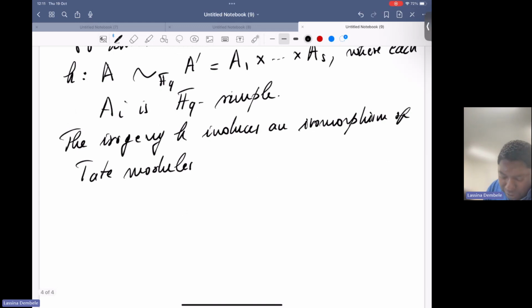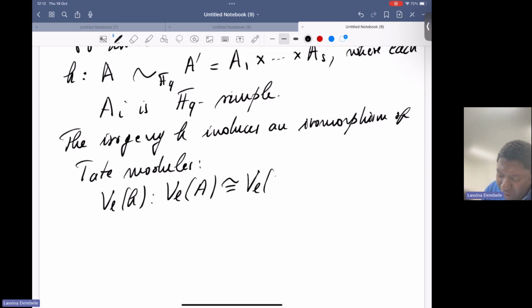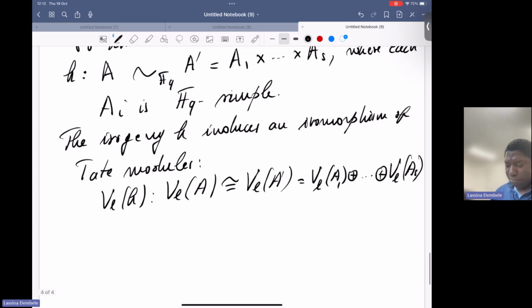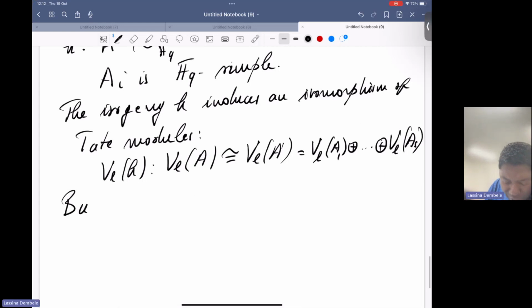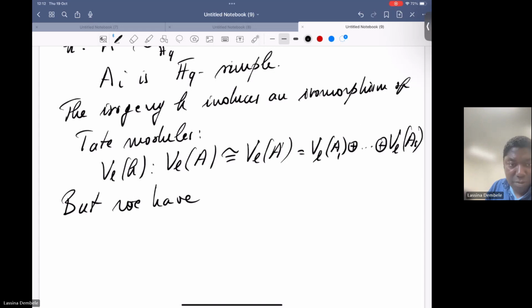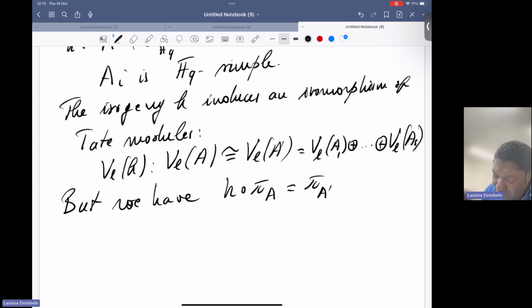The notation we use is V_l of h, and we go from V_l of A to V_l of A prime, which is now a direct sum, V_l of A_1 up to V_l of A_s. But one of the nicest properties of the Frobenius is that it commutes with almost everything. So if we compose h with the Frobenius map on A, this would be the same as composing the Frobenius on A prime with h.